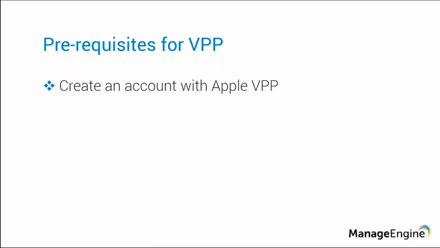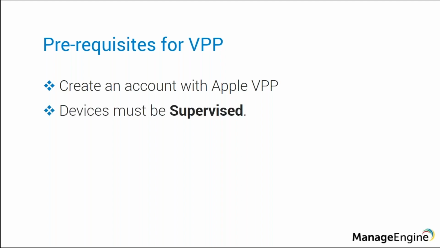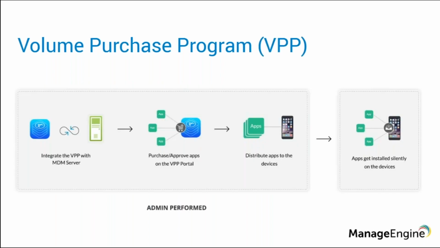Now, before we go ahead and configure the volume purchase program, here are a few prerequisites that need to be met. First up, you need to create an account with Apple VPP. And then you need to ensure that your iOS devices are supervised. To ensure supervision of iOS devices, you need to enroll these devices using either Apple Configurator or the Apple DEP enrollment options. Now, these enrollment options will be discussed in great detail in the upcoming week's training session.